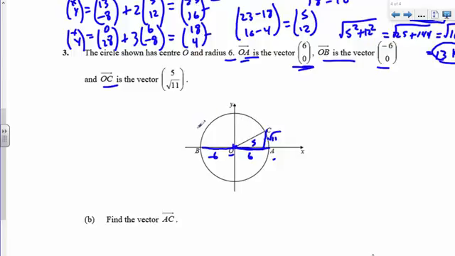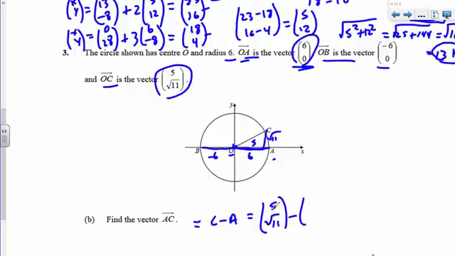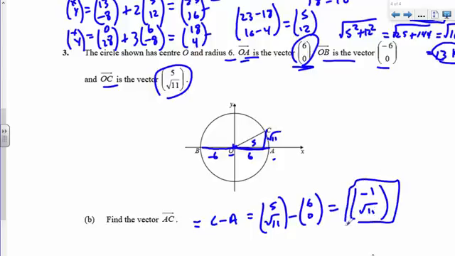It says find the vector AC. All right, the vector AC is pretty straightforward. I can actually take the coordinate of C and subtract the coordinate of A, and the coordinate of C is OC right here, which is this one, which is (5, √11), and we're going to subtract the coordinate of A, which is (6, 0). So this is going to be 5 minus 6, which is -1, and then this minus 0, which will be √11. So this is actually the vector AC. That's really what that is.